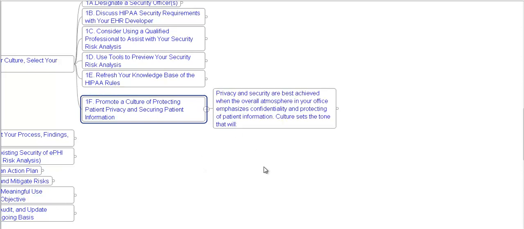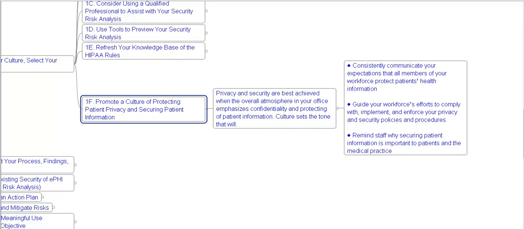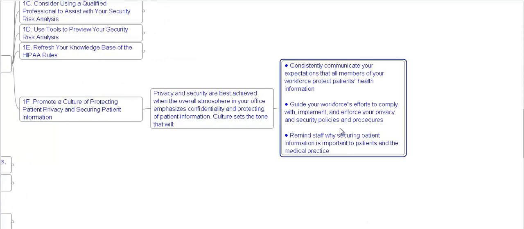Privacy and security are best achieved when the overall atmosphere in your office emphasizes confidentiality and protecting patient information. Culture sets the tone. Consistently communicate your expectation that all members of your workforce protect patient health information.